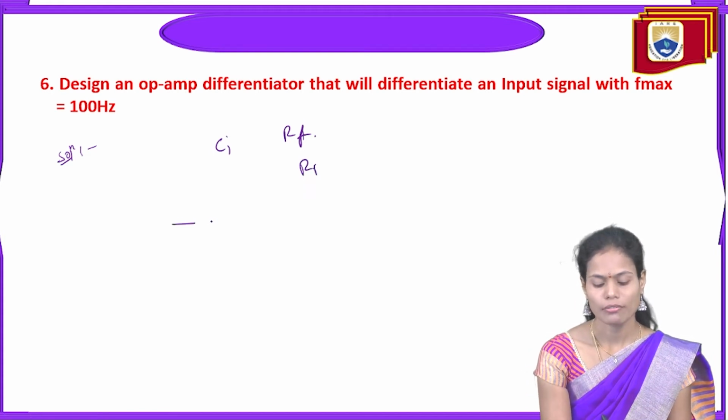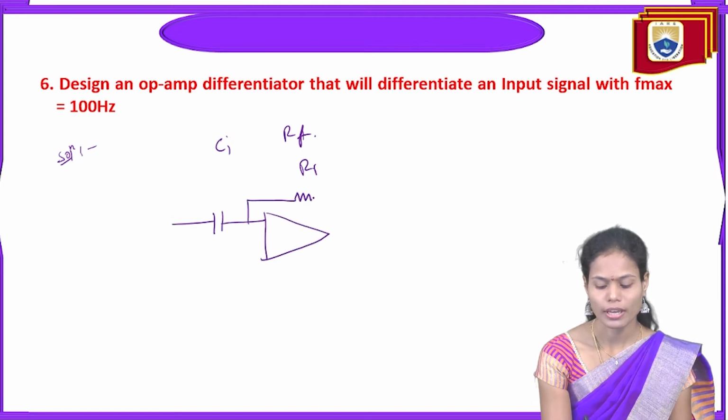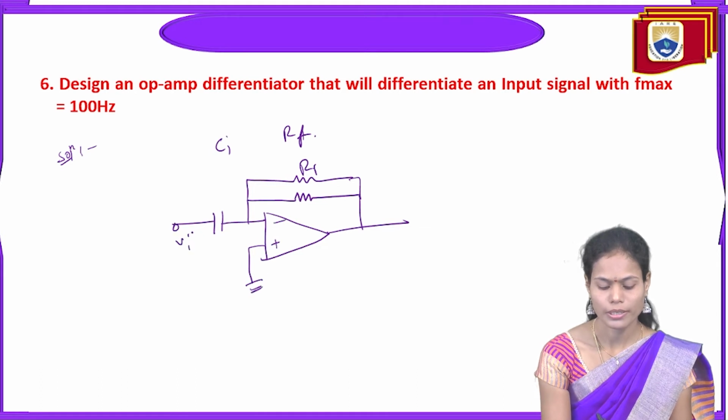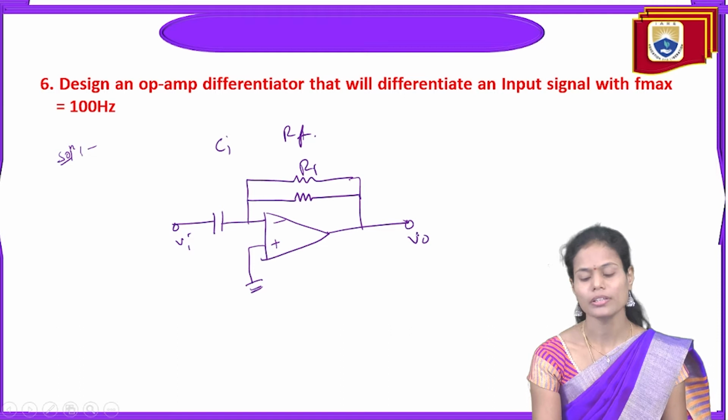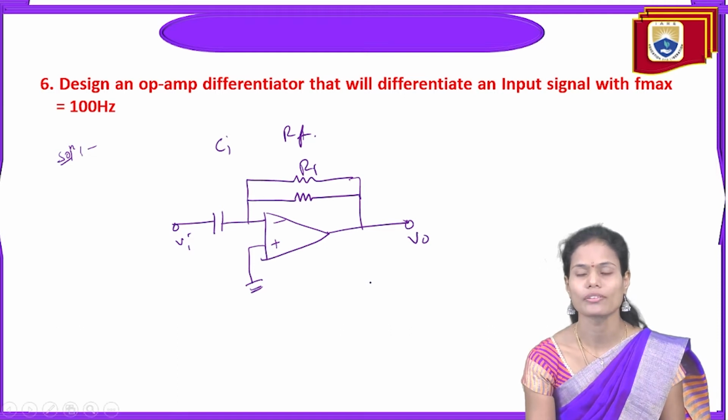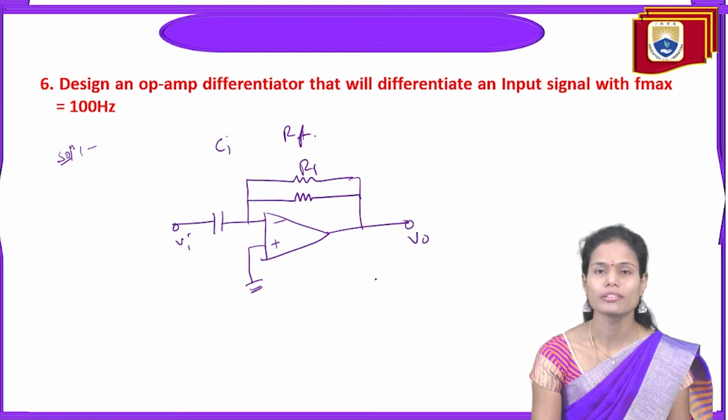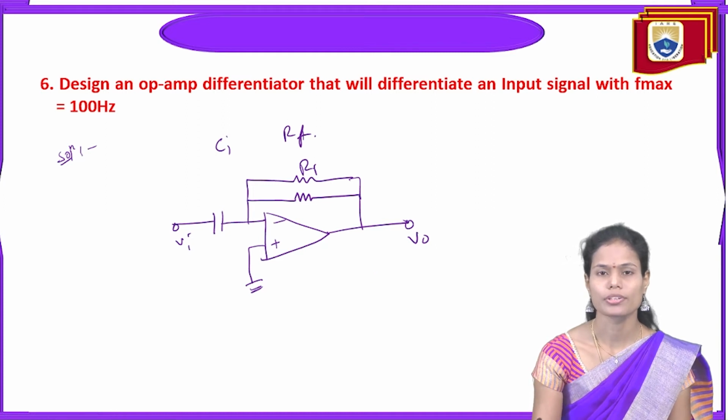So here we have to draw the circuit in this way. In the feedback we have the resistance and one more resistor here. Positive, negative, here we apply the input signal, and here we get the output signal. In this way we have to draw the circuit and find the signal with the frequency of f equal to 100 Hz. We already discussed this in the problems on the op-amp differentiator session.